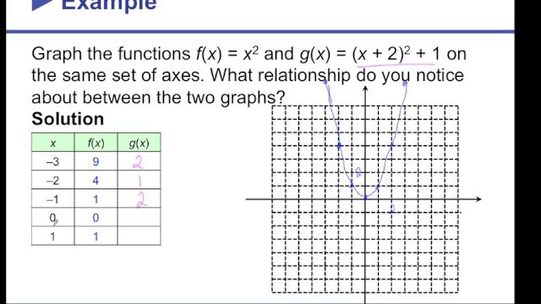0 plus 2, 2 squared, 4 plus 1, 5. And 1 plus 2, 3 squared plus 1, 10. So negative 3, 2, negative 2, 1, negative 1, 2, 0, 5, 1, 10. That's going to be approximately here. Now let's go on and do these other ones. About right there.